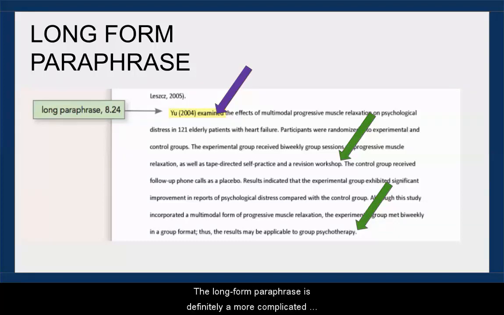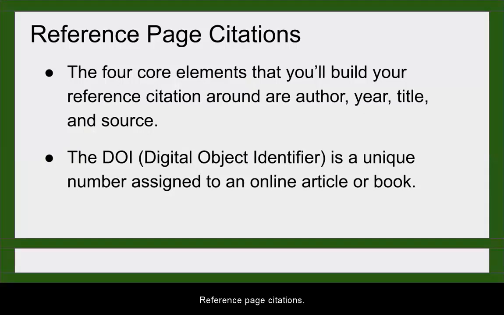The long-form paraphrase is definitely a more complicated concept, so just remember that when in doubt, it's always better to overcite than to undercite. Now that we've looked at in-text citations, we'll turn our attention to the reference list citations. Reference page citations. The 4 core elements that you'll build your reference citation around are author, year, title, and source.